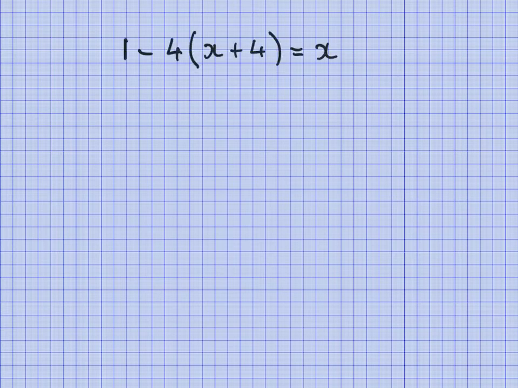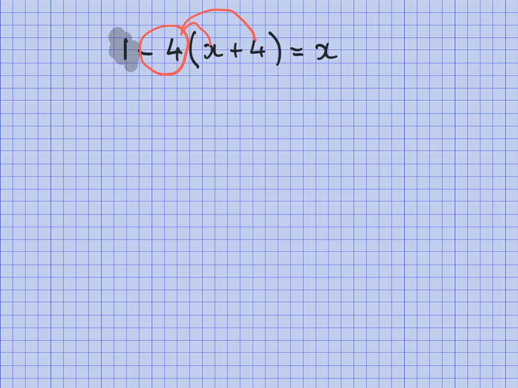So again, I'm going to look at the question and I think I can see that the 1 there is separate. It's not involved in the main part of the question. But we can also see we've got minus 4 instead of 4. So when we expand the bracket, we're going to do 4 times x and 4 times 4, but it's going to be minus 4 times x and minus 4 times 4.